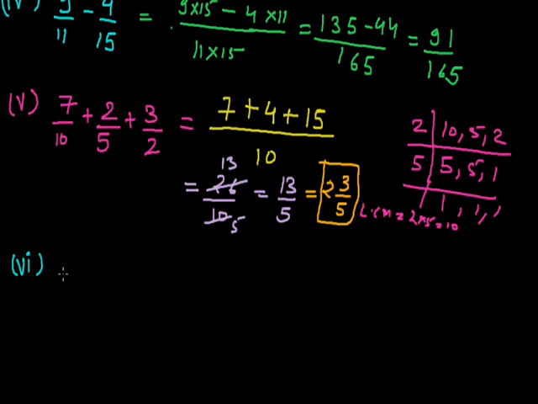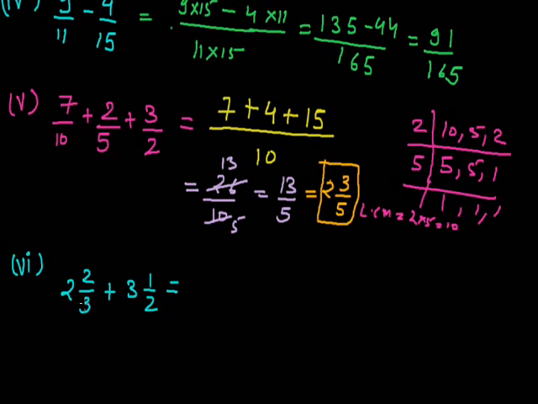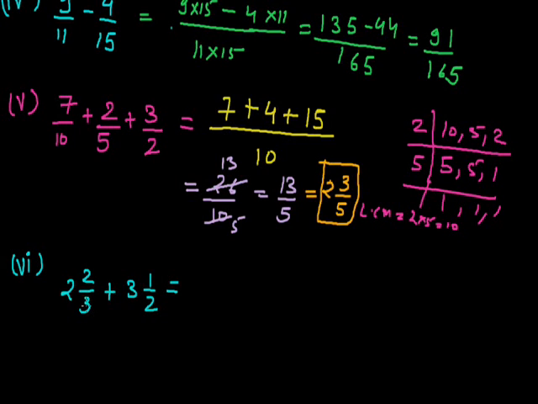Now the sixth part. In the sixth part we have 2 by 3 plus 3 1 by 2. We have to simplify it. Now what we are going to do, first we will convert this mixed fraction into the improper fraction. That means 3 2s are 6. 6 plus 2 will give you 8 by 3. Then we have plus sign in between. Then 3 2s are 6 plus 1 will give you 7 by 2. Now the LCM of 3 and 2 will be 6. So it will give you 6 in the denominator.